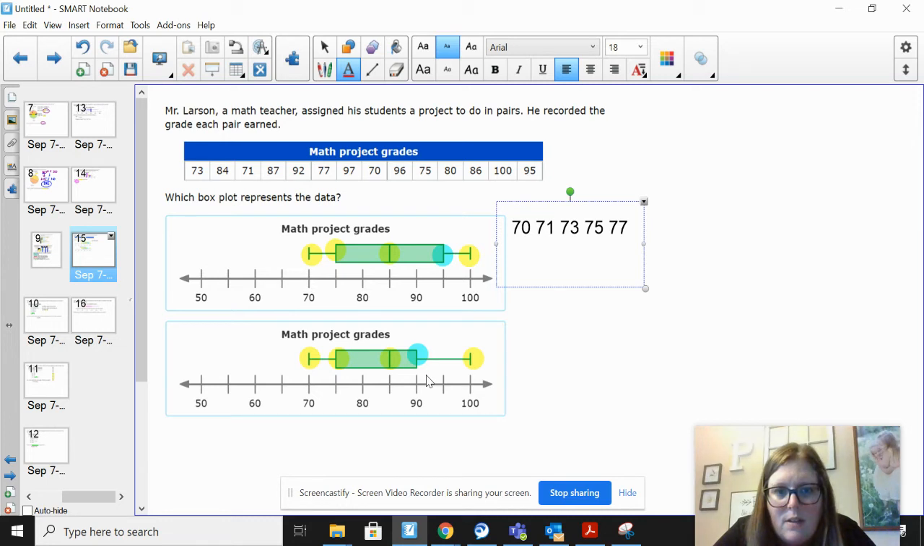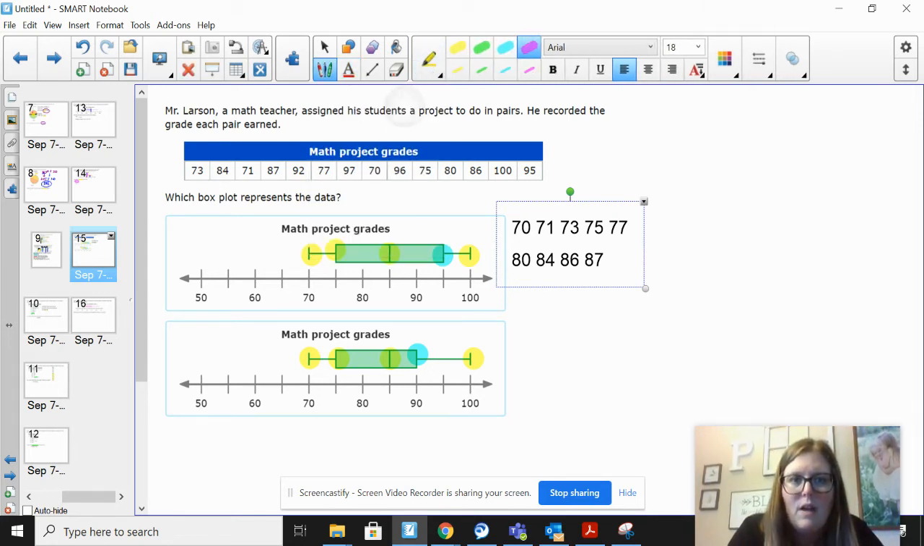No more 70s. So I see an 80. I see 84. I see 86. I see 87. You know what you should do too if you're doing this, I would cross off as you go. So I'm actually going to do that now.